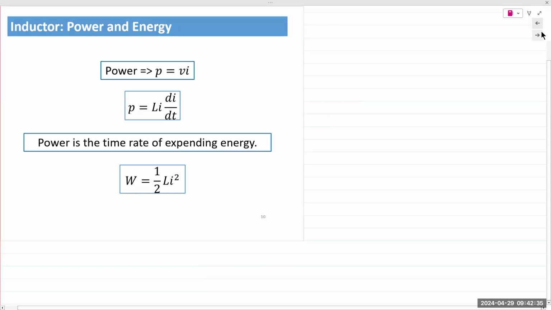Power, electrical power is simply the product of the voltage and current. So we simply plug in the values for voltage and current in there. Current, of course, might be known to us because that's the input. We simply plug in the voltage equation, L di over dt, and we obtain this equation. And power, of course, is the time rate of expending energy, meaning the rate at which work is done. Energy, or work W, that is being done, is half L i square. Half L i square.